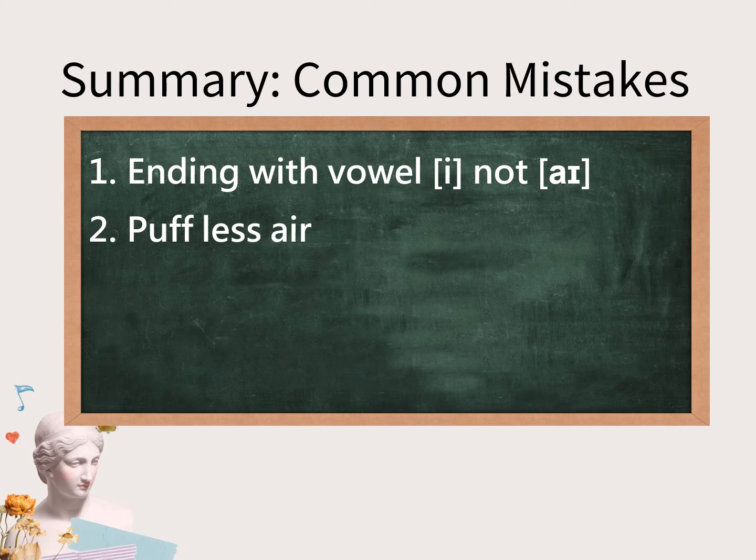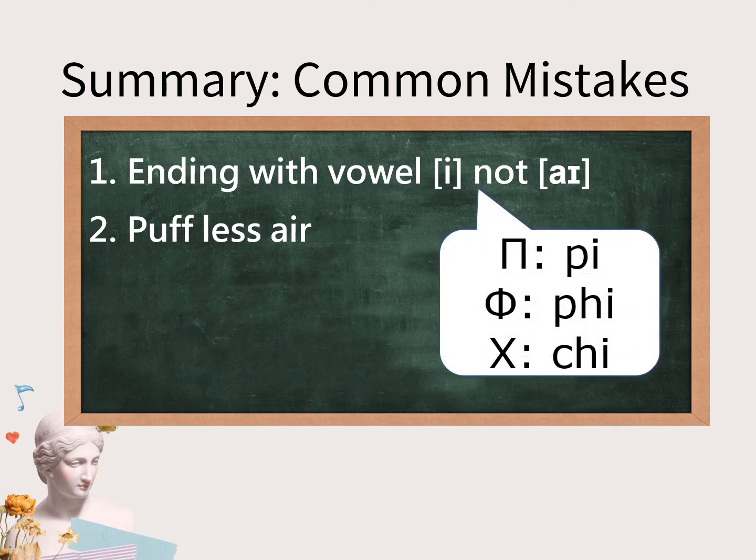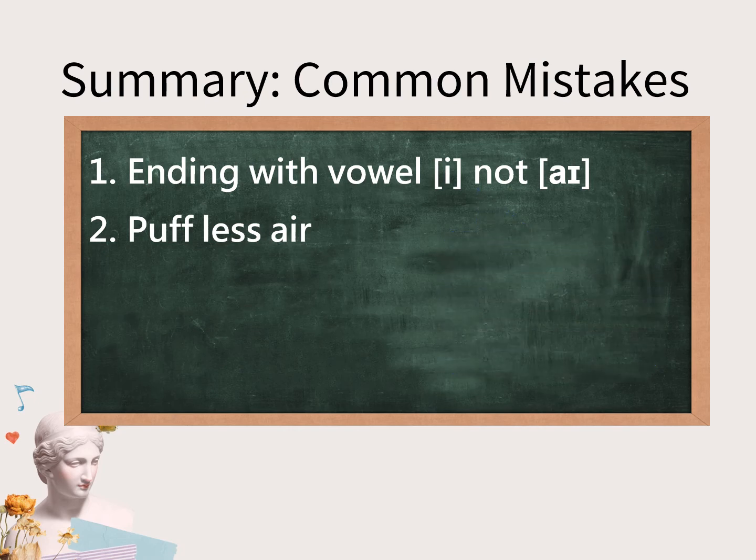Here is a summary for today's class. Only 2 points. The first one is the ending vowel is E, not I. The examples are he, she, and he. The second one is that there is less air out of your mouth when you speak Greek. You may remember there are letters like E, F, and theta.